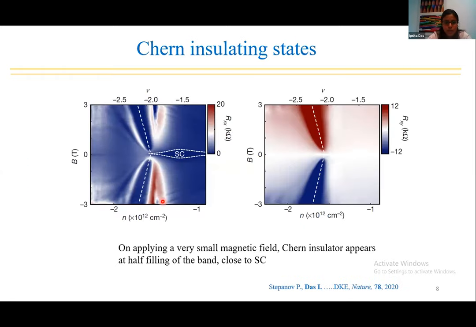On top of that, we have also seen some charge insulating behavior in device D1, where at zero magnetic field we did not see any insulating state. But if we apply a very small magnetic field, of the order of 0.4 Tesla, we see a charge insulating state emerging at half filling of the band.